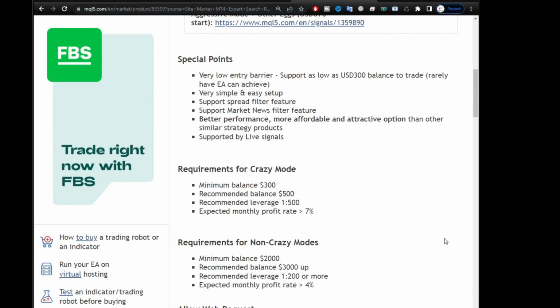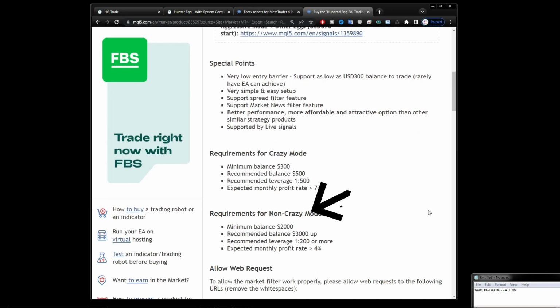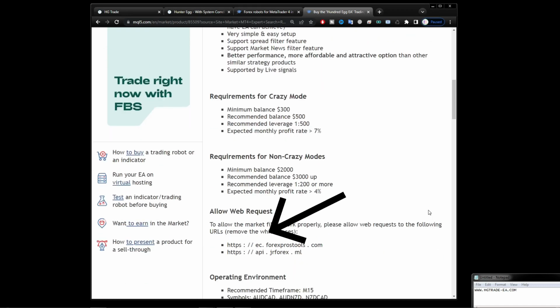While the recommendations for Non-Crazy Mode are a minimum balance of $2,000, recommended balance $3,000 and above, and recommended leverage 1 to 200 or more. The expected monthly profit rate is more than 4%. This expert advisor supports market news filters. You just add this URL into your MT4 settings.